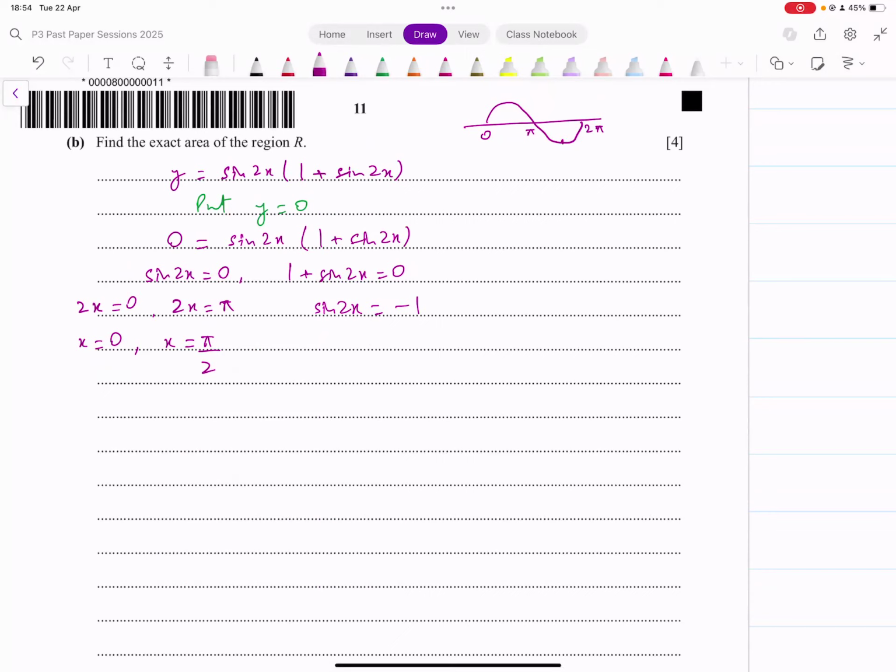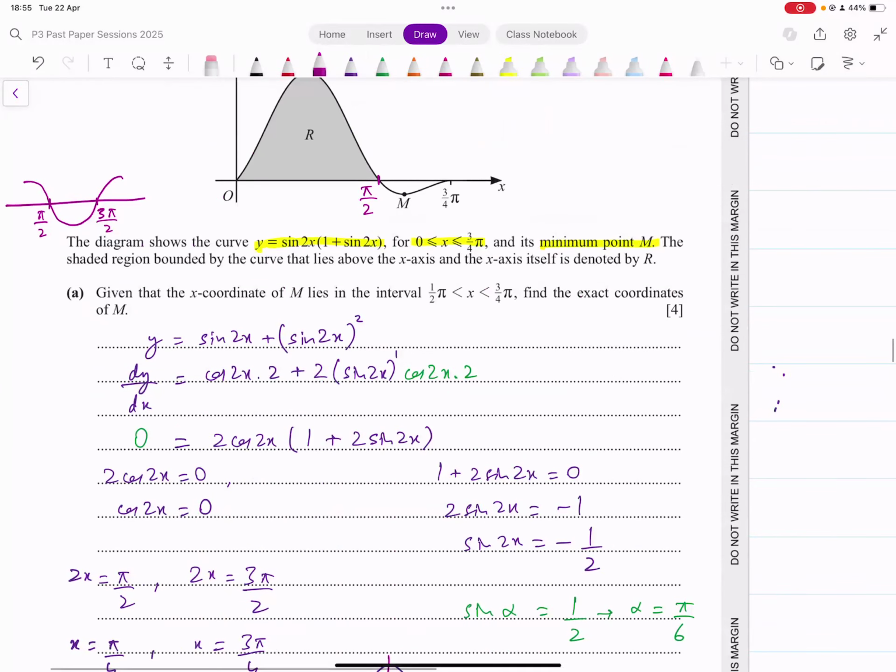Sine is minus 1 at this point. This is 3 pi over 2. So you can say 2x is equal to 3 pi over 2. What does that give us? That gives us x equals 3 pi over 4. That's the next x-intercept that you're getting, and that's 3 pi over 4 here.